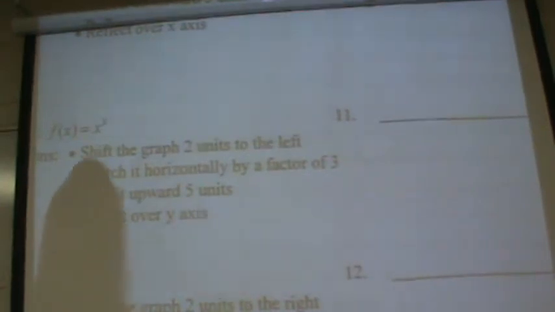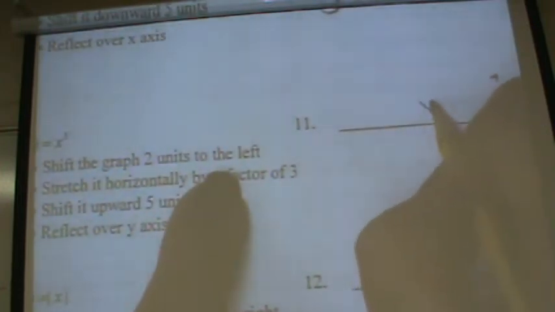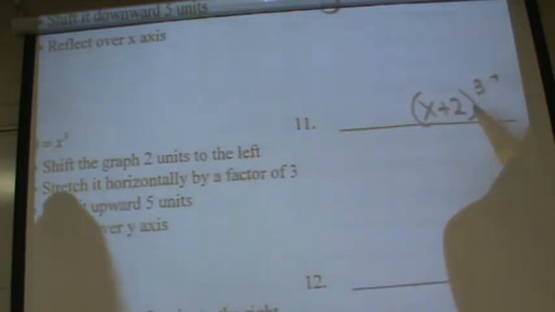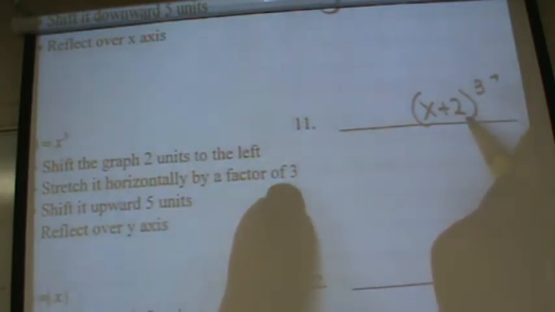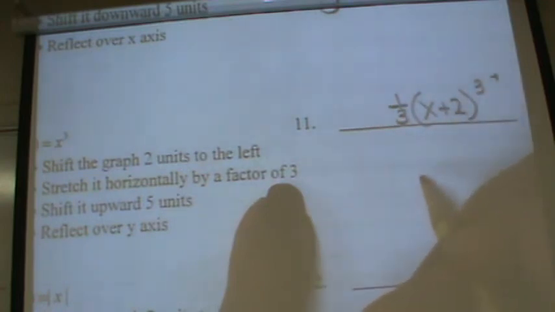Next, we've got the cubed function. We're going to shift this graph 2 units to the left. What's 2 units to the left? X plus 2. We're going to stretch it horizontally by a factor of 3. So what's this going to be? 1/3 in front.